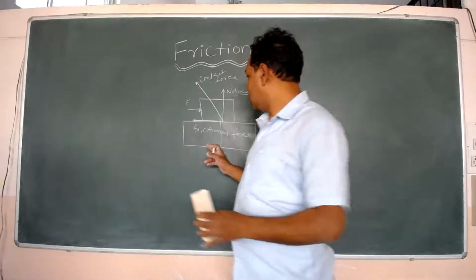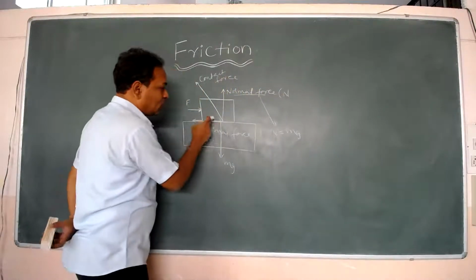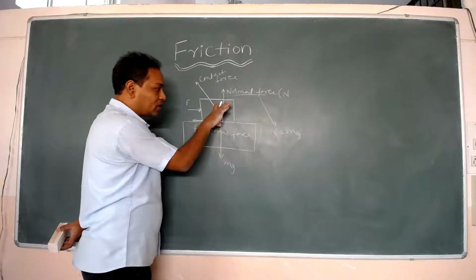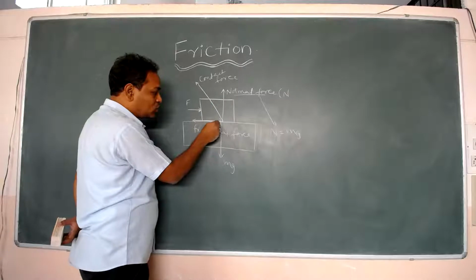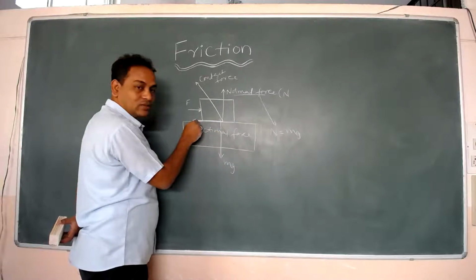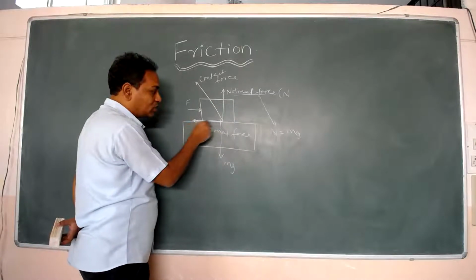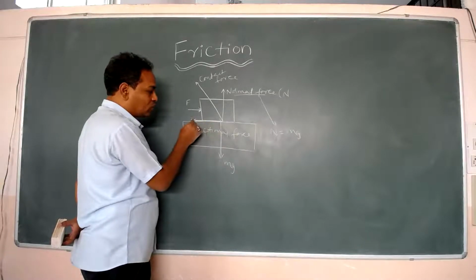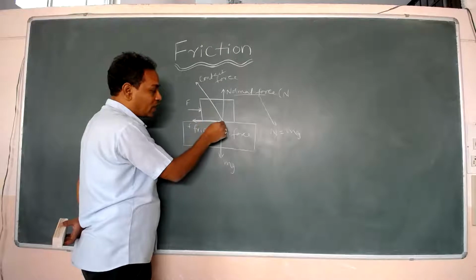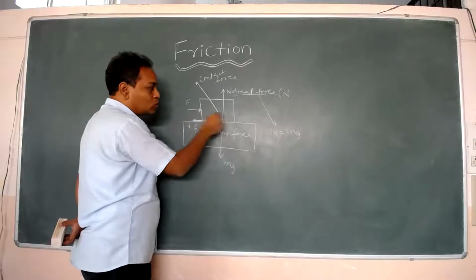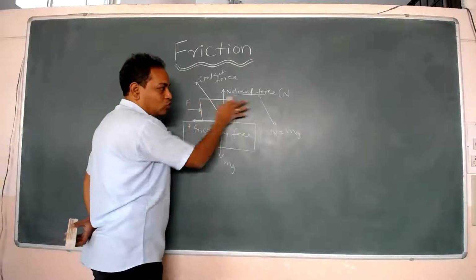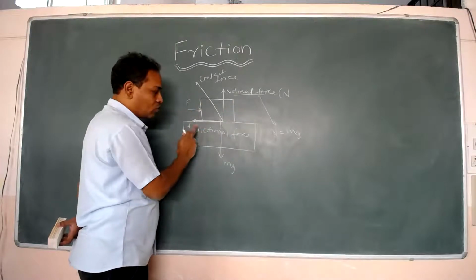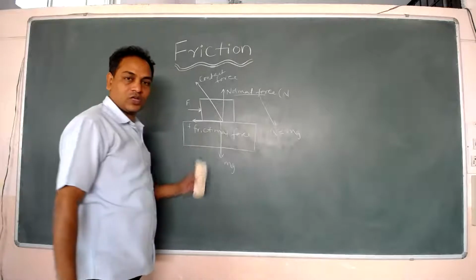That means if the body is moving or about to move, during that time the force will be acting in the direction parallel to these two surfaces, and this frictional force will always act opposite to the motion of the body. Suppose the body is trying to move to that side, but this will oppose in the opposite direction. So this is called friction.